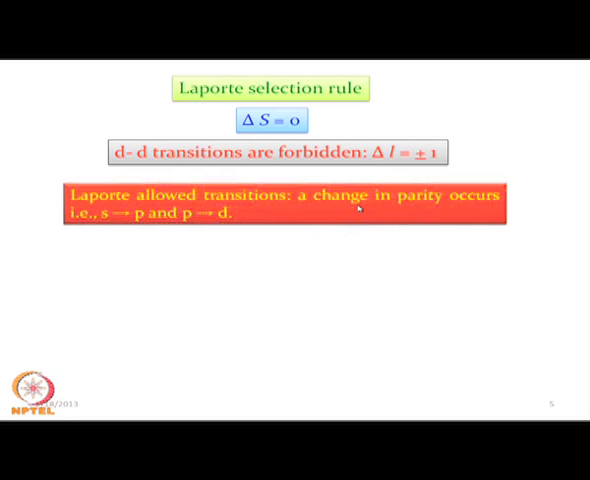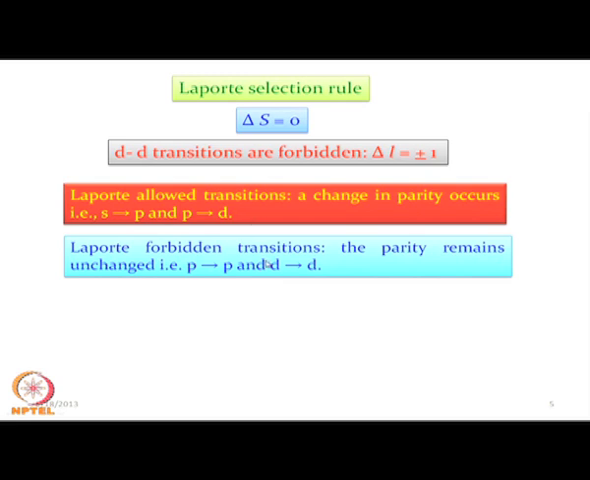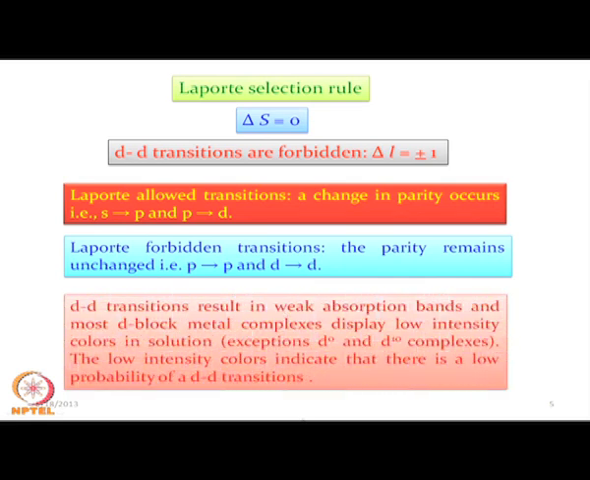But the Laporte allowed transitions are those where a change in the parity occurs, that is if we have the transitions from the S level to the P level and the P level to the D level. So, these are Laporte allowed transitions, but what we are talking about here is the d-d transitions in the electronic spectra, which would therefore be only Laporte forbidden transitions. The Laporte forbidden transitions are the ones where the parity remains unchanged, that means the p-p transition and the d-d transitions are Laporte forbidden transitions.